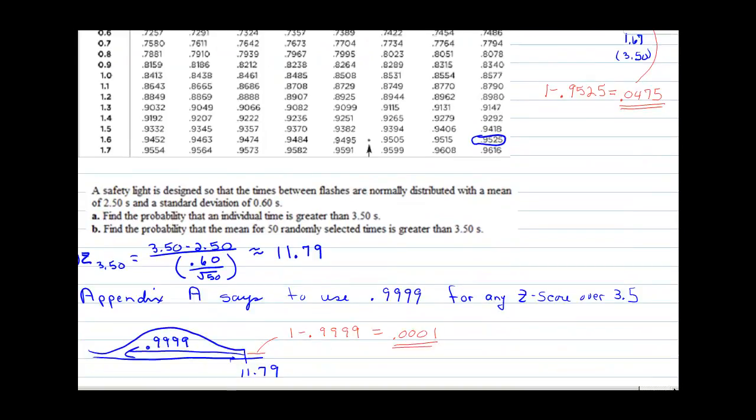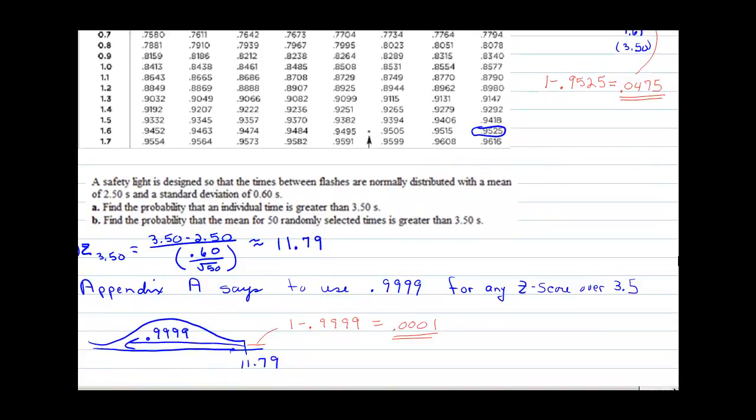Now part B appears to ask the same thing. It says find the probability that the mean for 50 randomly selected times is greater than 3.5. The difference here is the 50 randomly selected times, and the reason that's different is because now we're talking about sample means, not one individual time. What we learned in this section was that when we find a z-score and we're dealing with sample means, we have to make the adjustment to divide the standard deviation they gave us, which is 0.6, by the square root of the sample size.